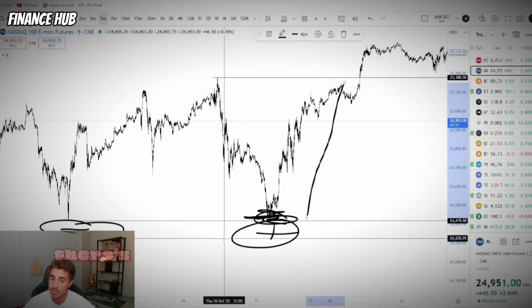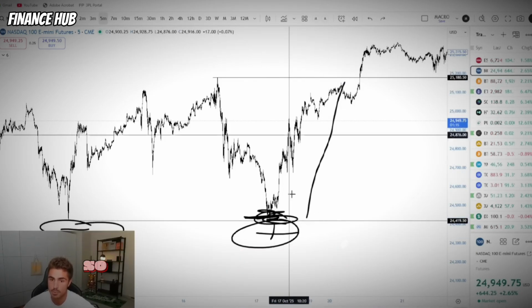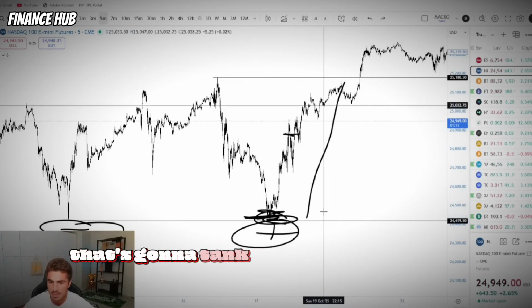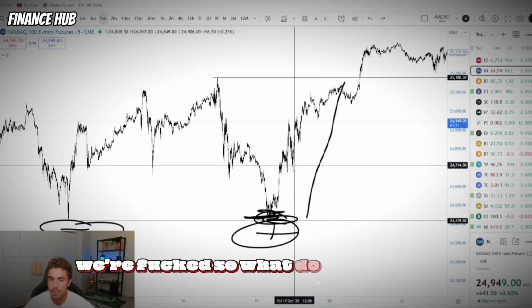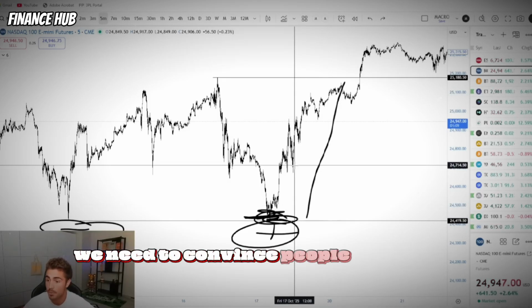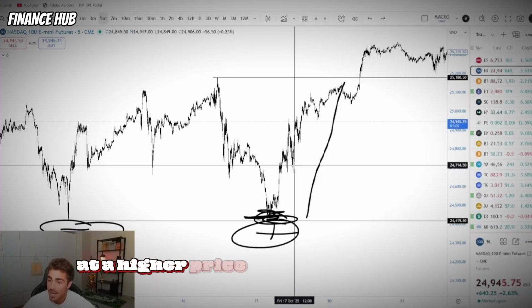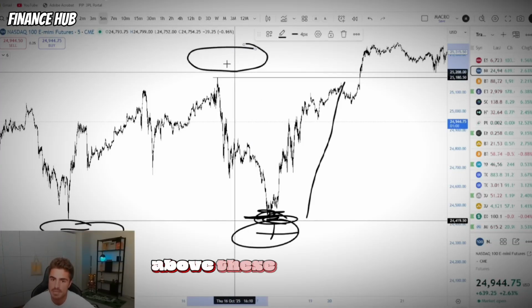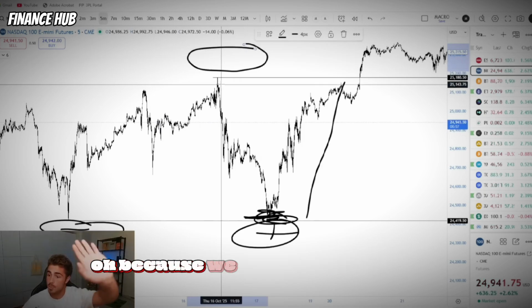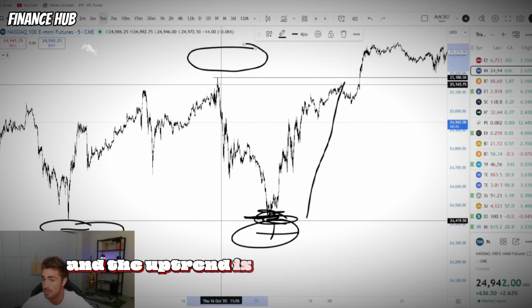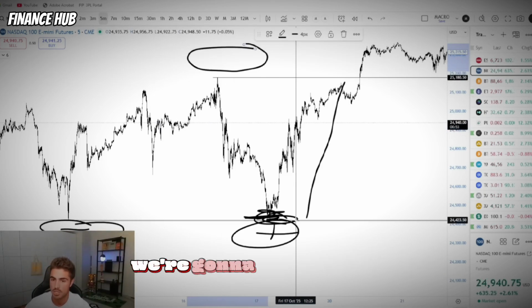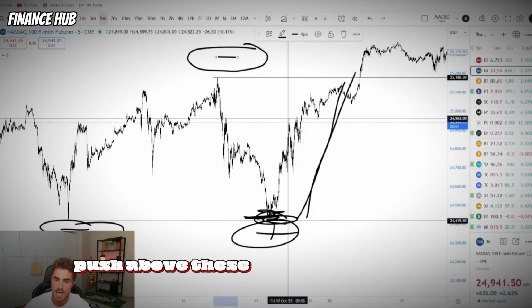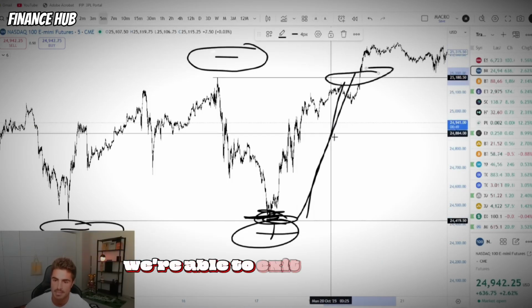And again, there's a ton of orders that are filled down here. So we can't just be selling right here. That's going to tank the market and then boom, we're in trouble. So what do we need to do? We need to convince people to buy our contracts at a higher price when we're in profit. Where are people willing to buy? Above these highs. Why? Oh, because we pushed above a high and the uptrend is continuing. Awesome. We're going to drive price up, push above these highs, and then boom, we're able to exit right here.